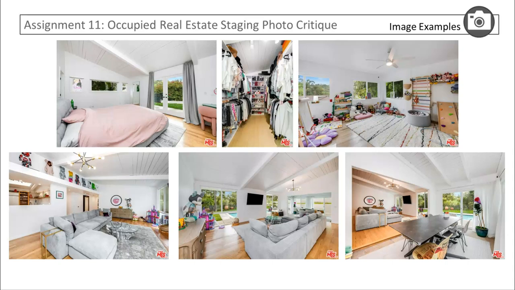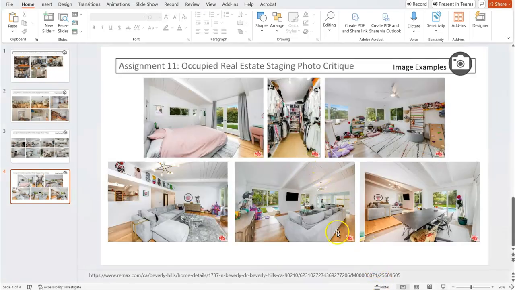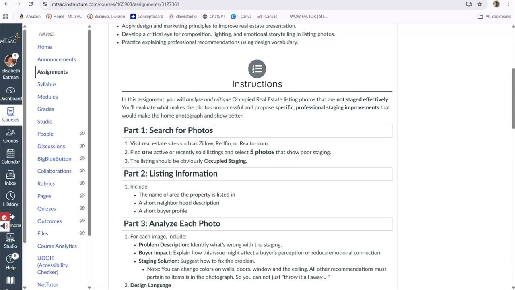So these are the types of photographs you're looking for, and they should be active listings. So let's hop out of there and back into our assignment. You're searching for photos. You're finding one home, only one. I just gave you a couple different examples so that you could see that they are plentiful.